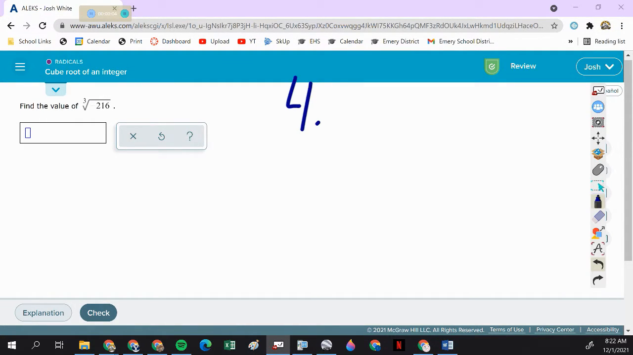Today we're doing 4.1. Do you guys know what a cubed root is? What is a cubed root?